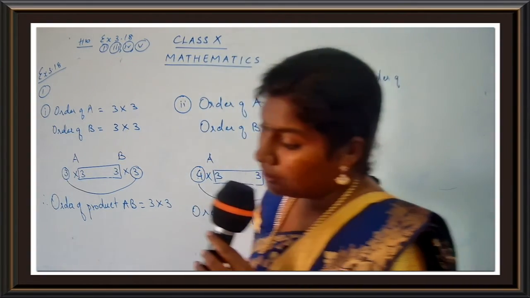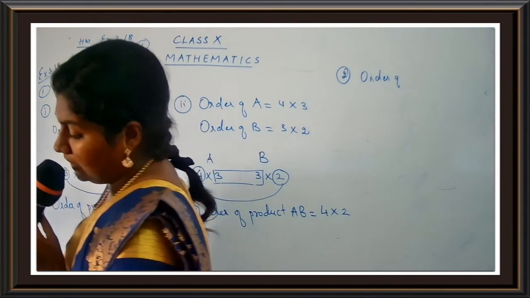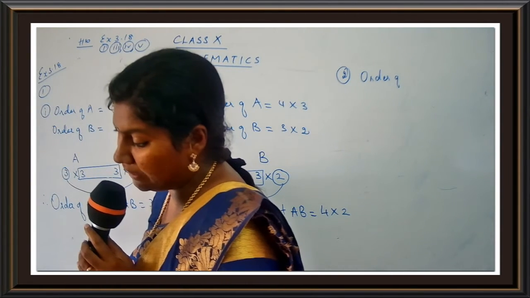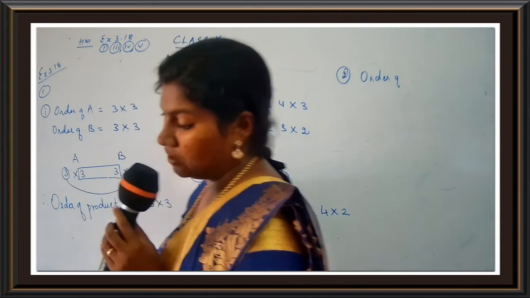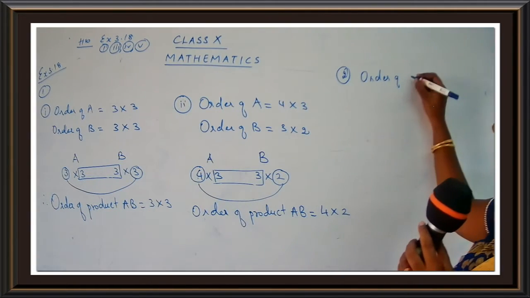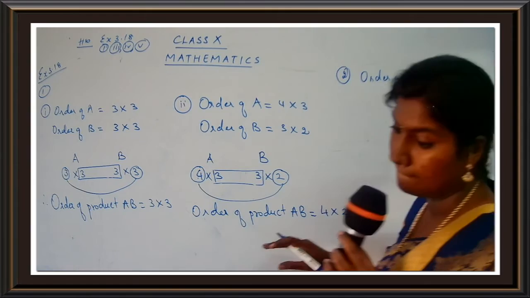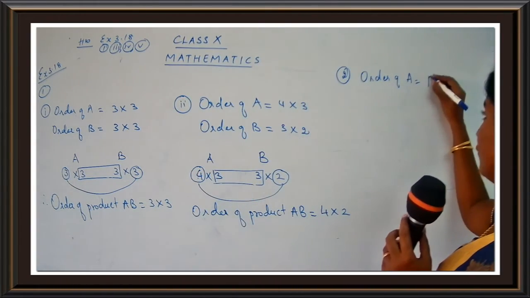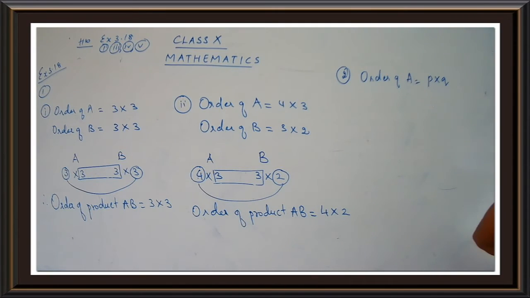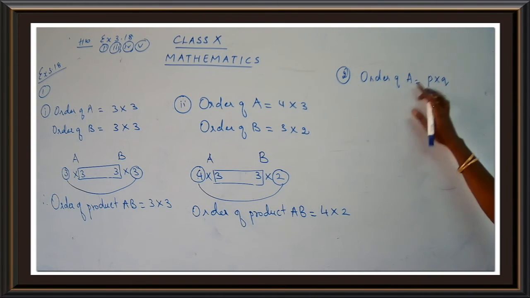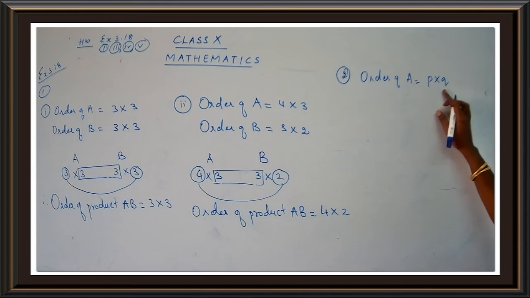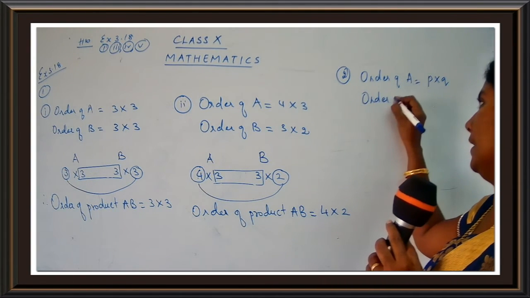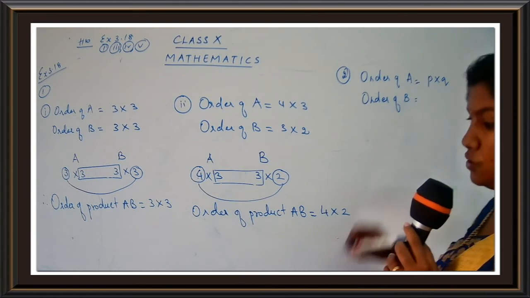If A is of order P cross Q and B is of order Q cross R, find the order of AB and BA. Okay. So first of all, I'll write down the order of A. What is the order of A, children? P cross Q. You have to read it as P cross Q, it's not a multiplication. Order means the number of rows and the number of columns. So P cross Q.